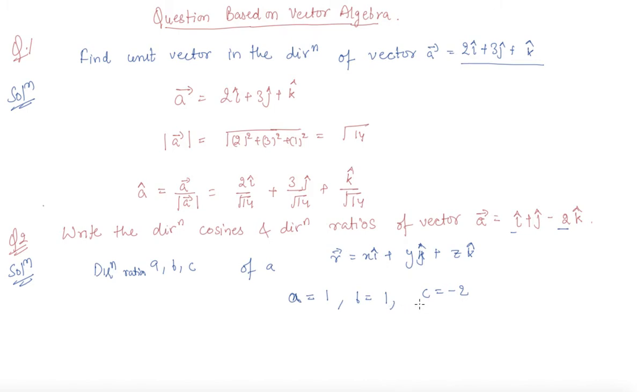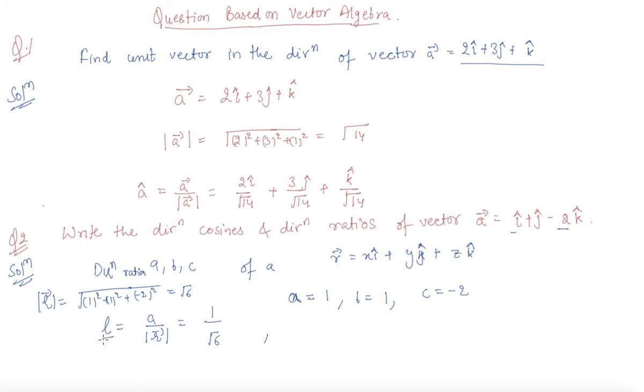Now we need to find the direction cosines. As you know, the direction cosine is the ratio a over mod r, where a is 1, and we need to find mod r, the magnitude of vector r, which will be 1 square plus 1 square plus minus 2 square, which is root of 6. So that will be root 6.